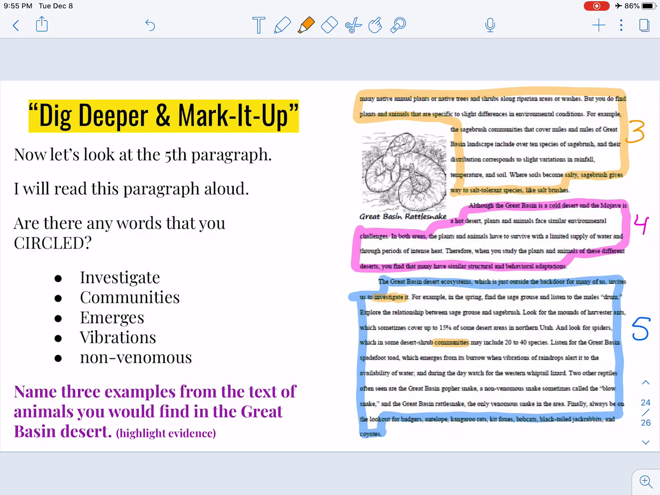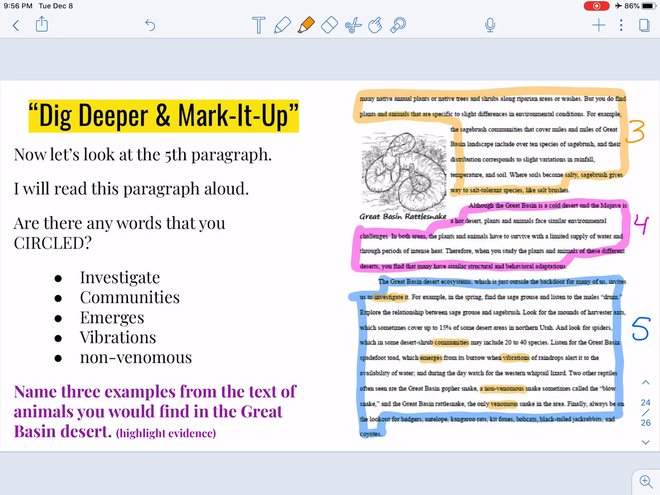Listen for the Great Basin spadefoot toad, which emerges from its burrow when vibrations of raindrops alert it to the availability of water. And during the day, watch for the western whiptail lizard. Two other reptiles often seen are the Great Basin gopher snake, a non-venomous snake, sometimes called the blow snake, and the Great Basin rattlesnake, the only venomous snake in the area. Finally, always be on the lookout for badgers, antelope, kangaroo rats, kit foxes, bobcats, black-tailed jackrabbits, and coyotes.